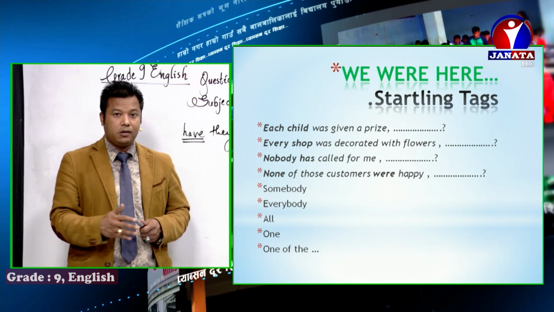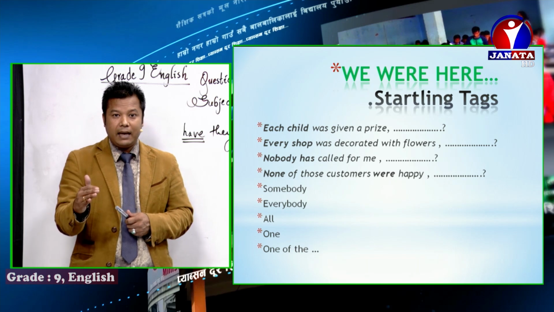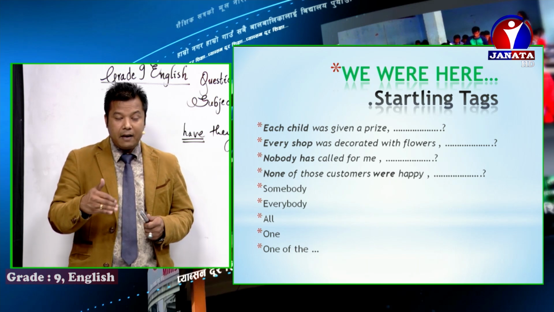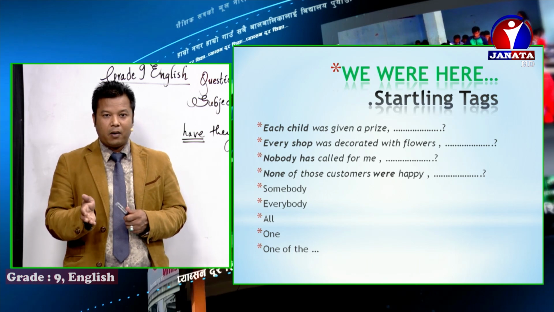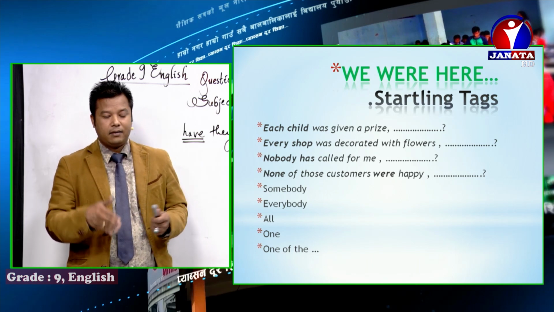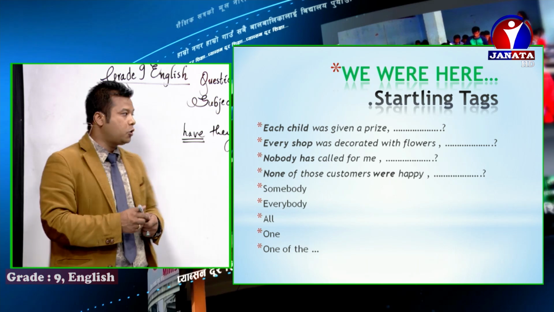Somebody is knocking at the door. Aren't they? See, how do I make it a tag? Everybody is focused now. Aren't they? Everybody is not here. Are they? That's how I make it. Now, all is interesting in a sense.